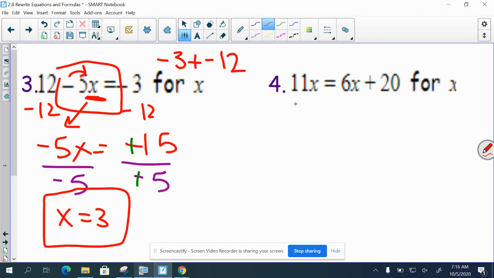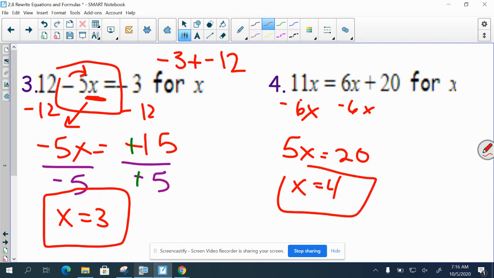All right, number 4. So x is on both sides of the equation, so we're going to move the smaller x. So subtract 6x on both sides. So you have 5x equals 20, so x is 4. That one wasn't too bad. All right.